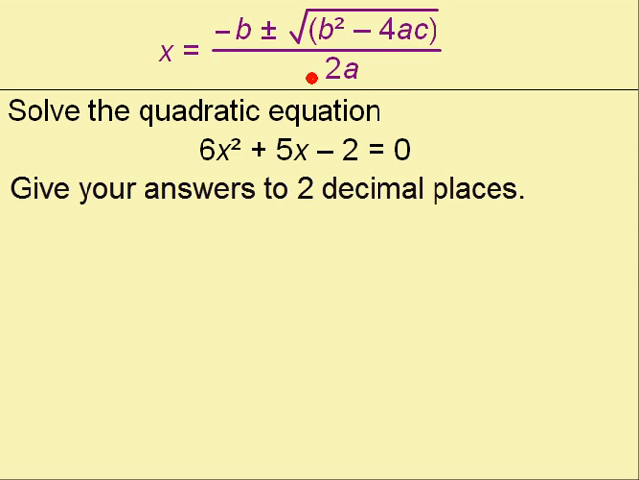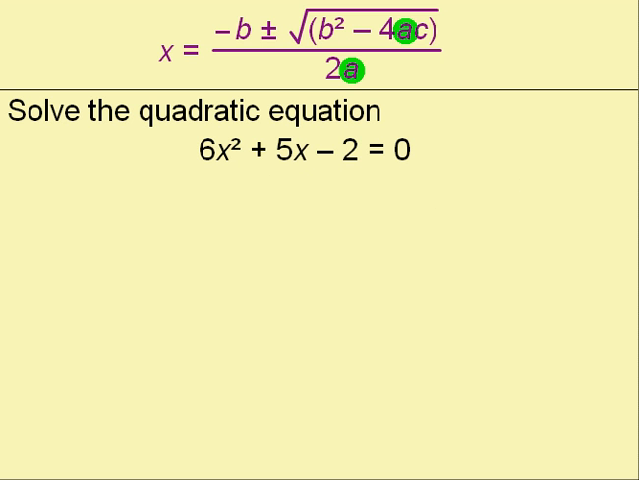In the formula, you'll notice that along with our x, we've got the letters A, B, and C. I'm going to show you what these stand for first of all. A appears twice, and it's the number in front of x squared in the equation. We call it the coefficient of x squared. In this particular one, A is 6.